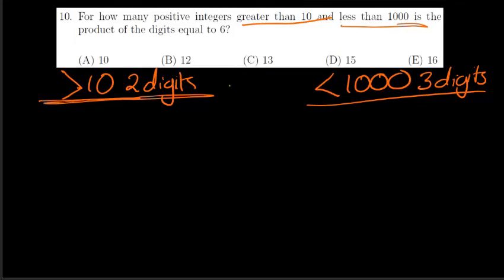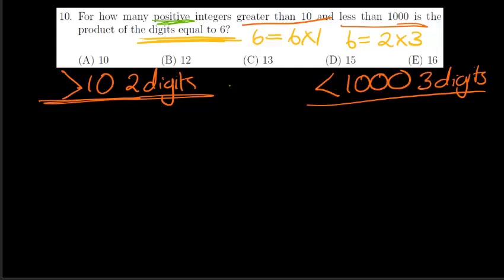Only positive numbers. Now they are saying, for how many positive integers that are more than 10, less than 1,000, okay, for how many positive 2-digit and 3-digit numbers is the product of the digits equal to 6? So before I answer this question, I'm going to say the factors of 6. 6 is equal to 6 times 1. 6 is also equal to 2 times 3. Those are the only digits that, when multiplied with each other, are equal to 6.